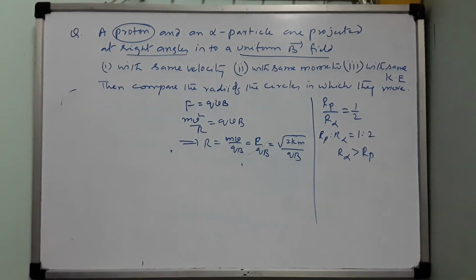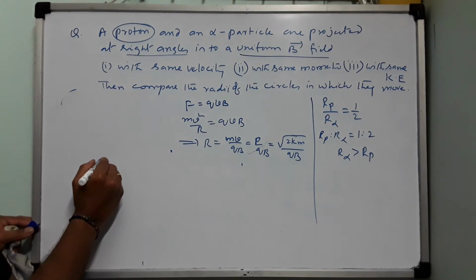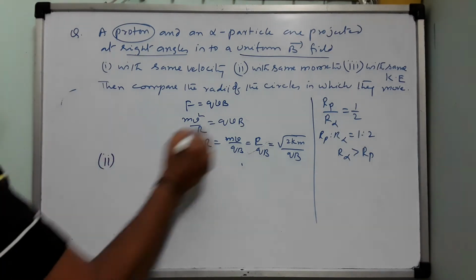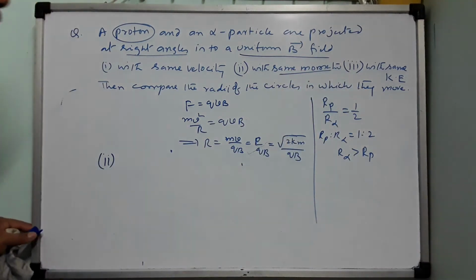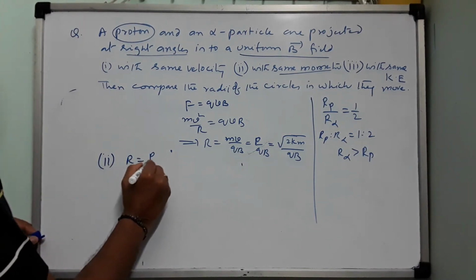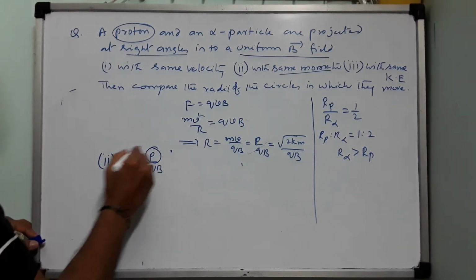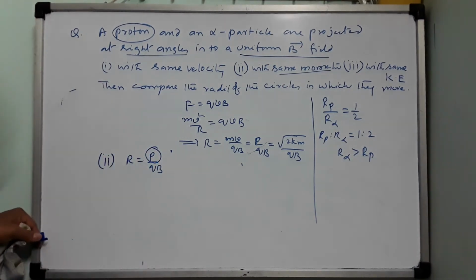Second case, both of them with same velocity. So two, same velocity, same momentum. So which equation will you take? R equals P divided by QB. Momentum is the same for both of them, so P is a constant.